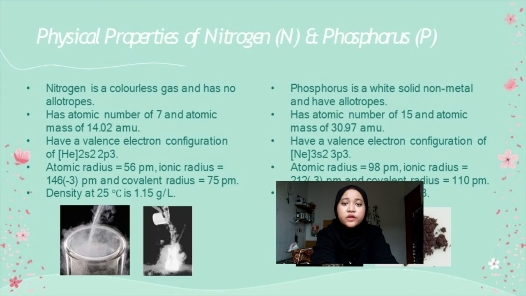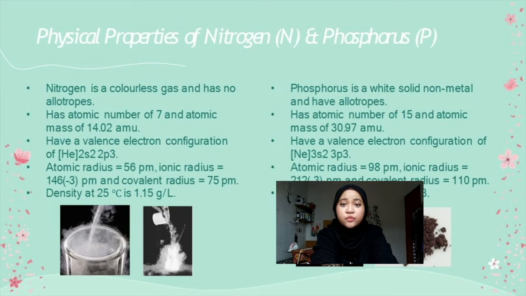Okay, so for this presentation, we will be focusing on nitrogen and phosphorus. I'll be starting off with the physical properties. Let's look at nitrogen on the left side right here. Nitrogen is a colorless gas. It has atomic number of 7 and the smallest atomic mass from Group 15 elements, which is 14.02 amu. It has a valence electron configuration of 2s2 2p3.